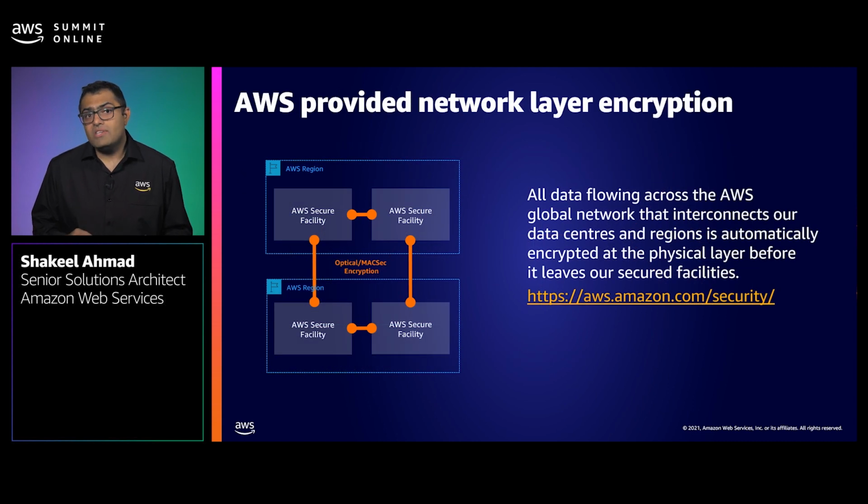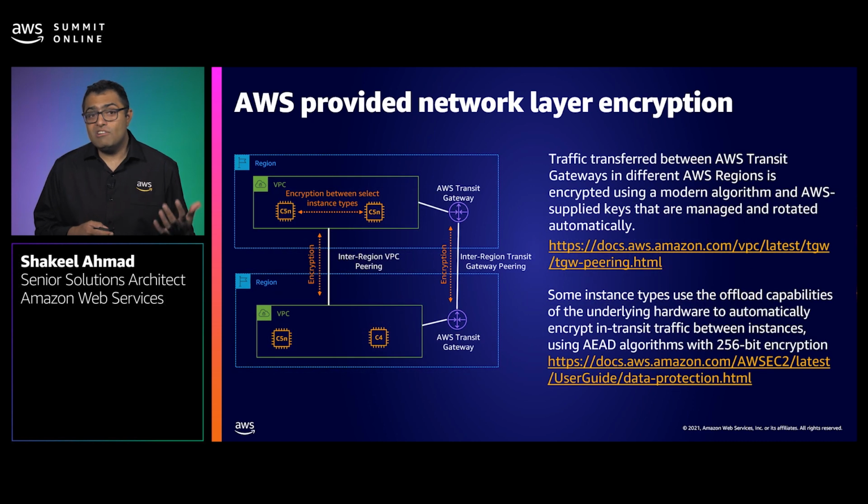You may be asking, how secure is that inter-region VPC peering or transit gateway peering? All data which flows across the AWS global network is automatically encrypted at the physical layer before it leaves AWS secure facilities. And if you look closely at this diagram, some new generation instance types even support in-transit encryption between the instances, while the traffic for inter-region VPC and inter-region transit gateway peering is automatically encrypted on our backbone. So follow some of these links on the slides to learn more about these features in detail.